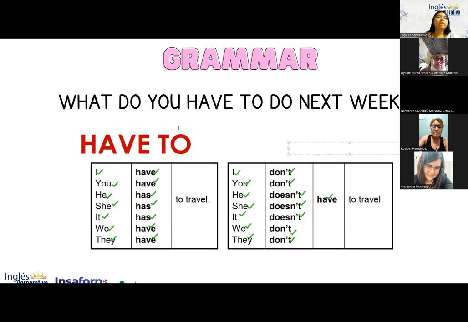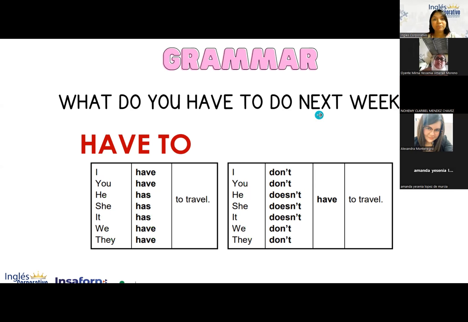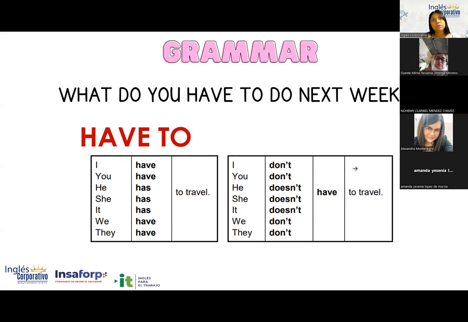Now, guys, tell me things that you don't have to do next week. I don't have to play soccer. Very good, Noemi. I don't have to get up early. Very good. I don't have to watch TikTok. Yes, very good. Excellent. I don't have to take medicines. Very good. Excellent.